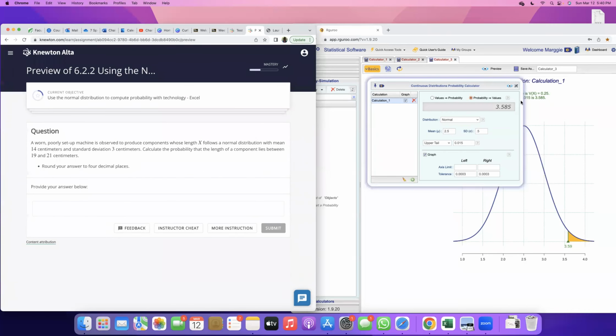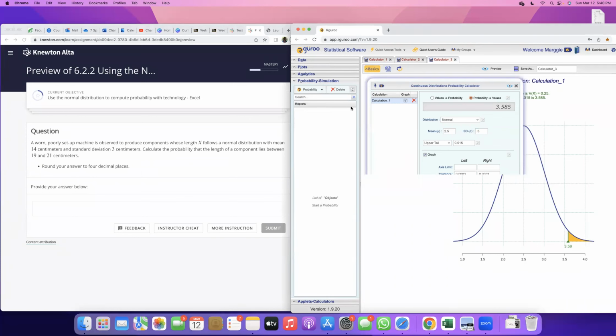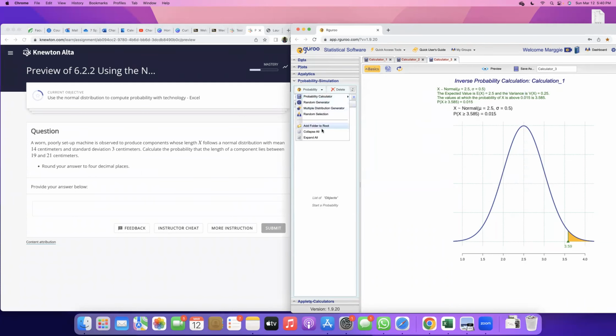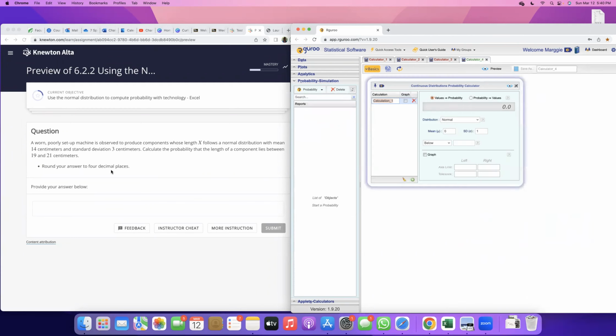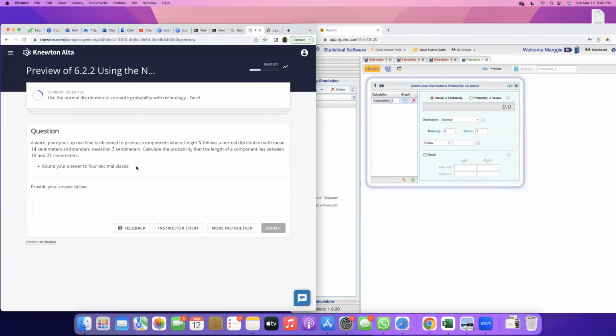Okay, so let's read again. Let me open a new one. All right, so it says a poorly set up machine is observed to produce components whose length X follows a normal distribution with a mean of 14 centimeters and a standard deviation of 3 centimeters. We need to calculate the probability that the length of a component lies between 19 and 21. And I'm really happy that we got this one.